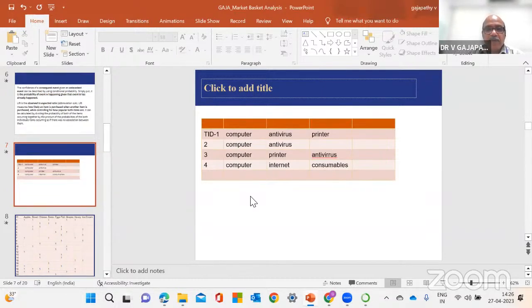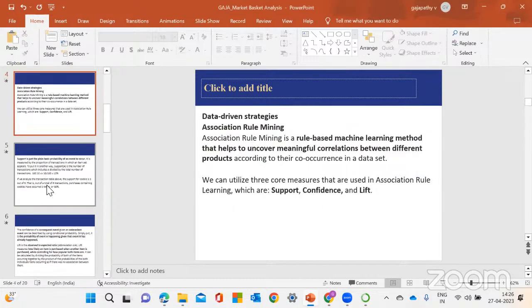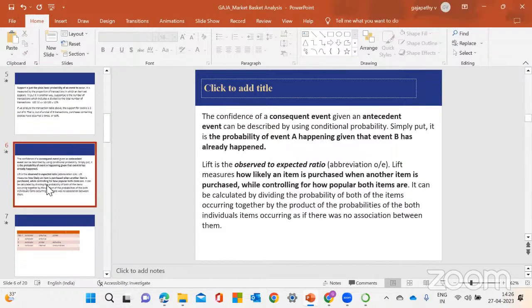Do you have any problem in this? Should I explain again, or shall I go ahead? Okay. Now, this is about the support. We will go to the next concept.